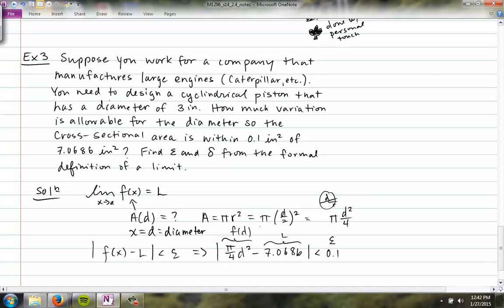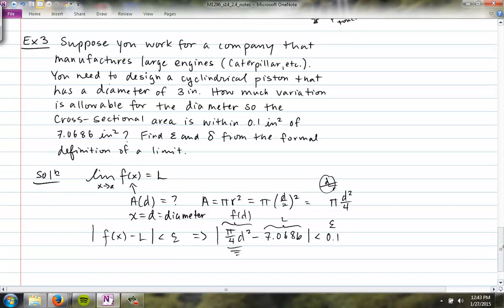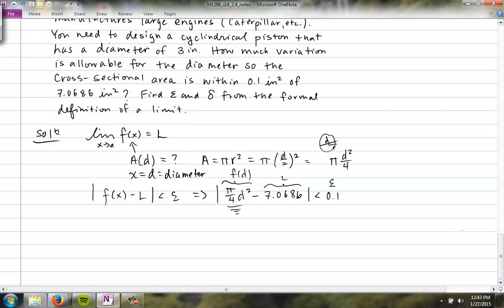Now, this is a nonlinear function right here. So what I would suggest that you do is break this up into a compound inequality. What this is just going to be pi over 4 d squared minus 7.0686 in the middle, and then that's less than 0.1 on the right, and on the left throw a negative in front. It has to be greater than negative 0.1.